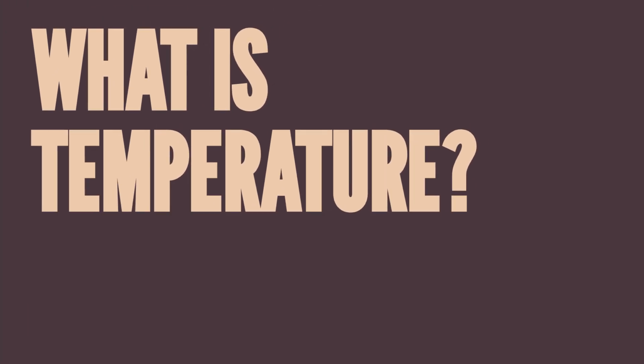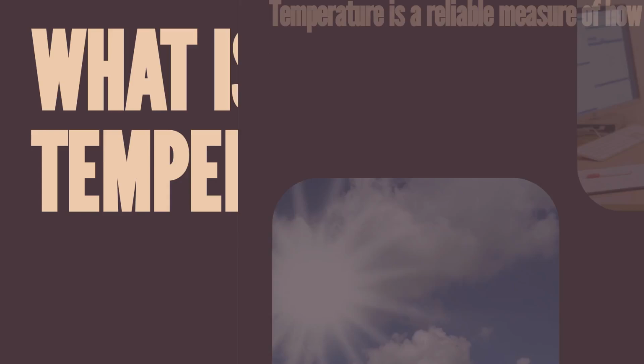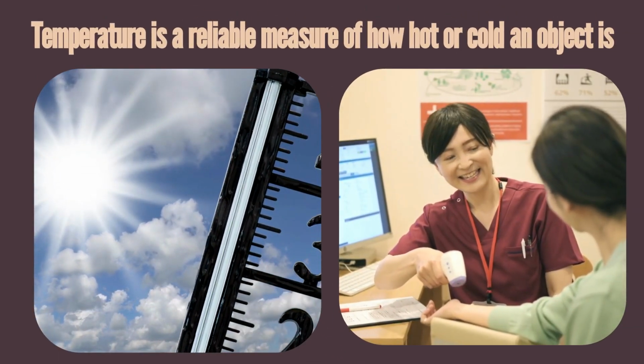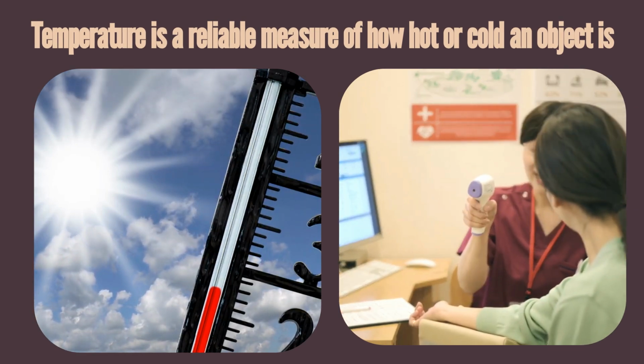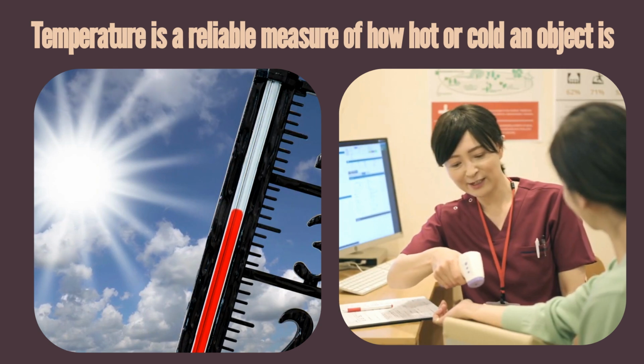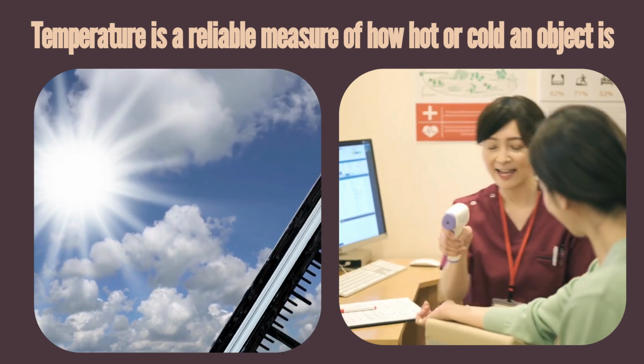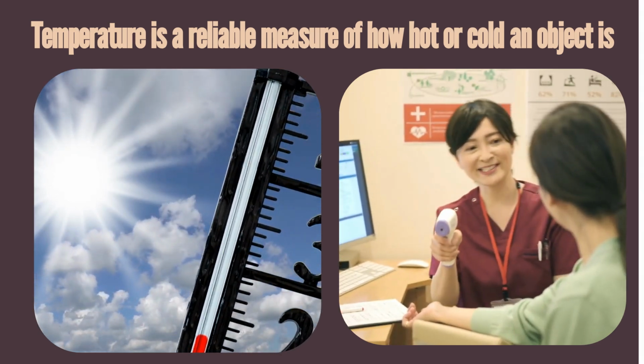What exactly is temperature from a scientific perspective? Temperature is a scientific measure of the degree of hotness or coldness of an object. The hotter an object is, the higher its temperature. Temperature difference tells us how much hotter or colder one object is compared to another. And we use thermometers to measure temperature.